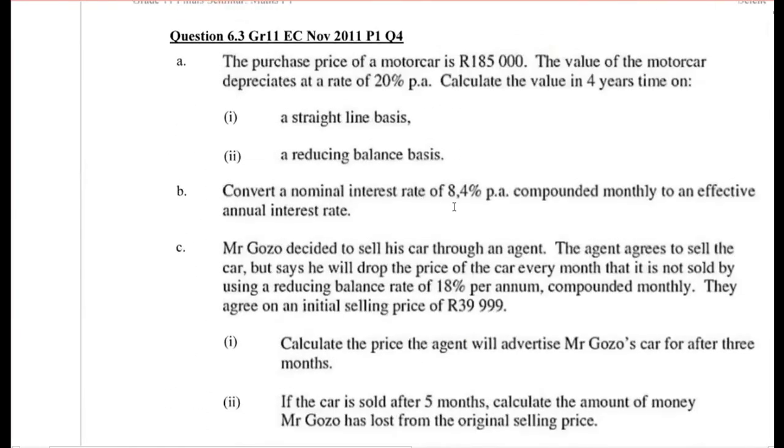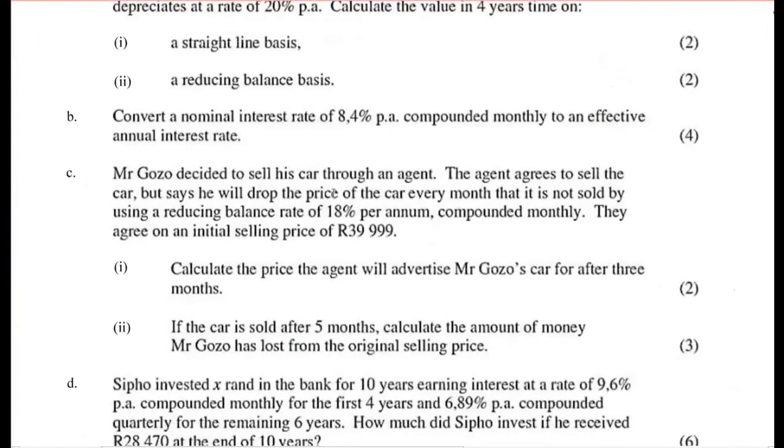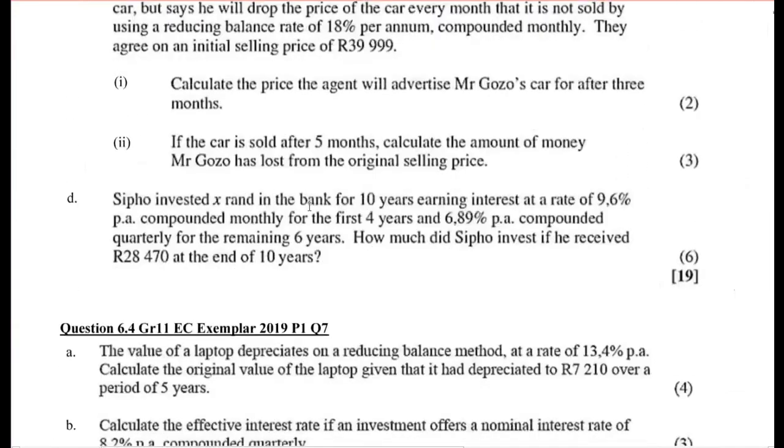Moving on. Again, guys, I just want you to see that it's the same questions all the time. There are only 3 things that you're going to be asked to do: depreciate, make a timeline, convert between nominal and effective, and there you go.